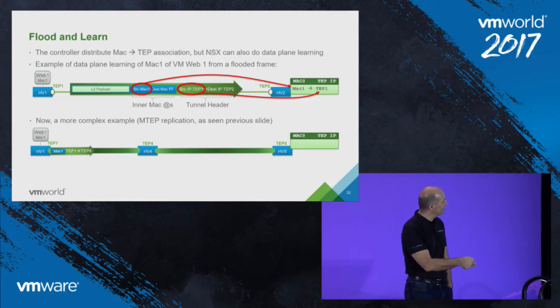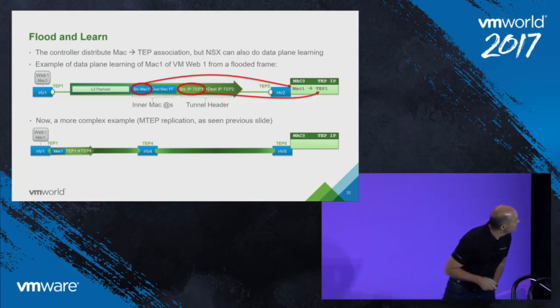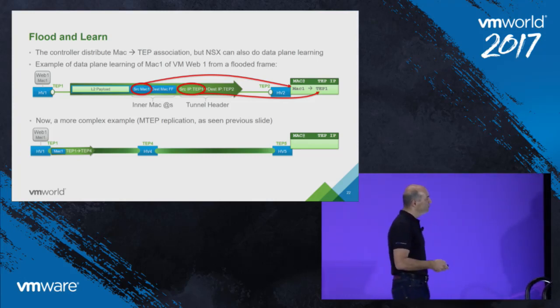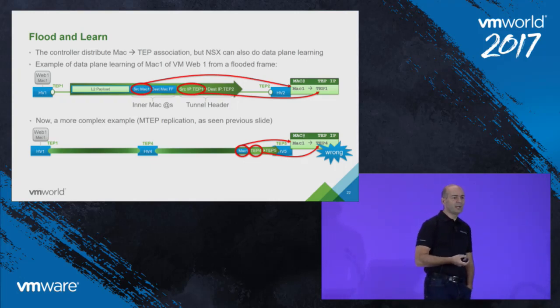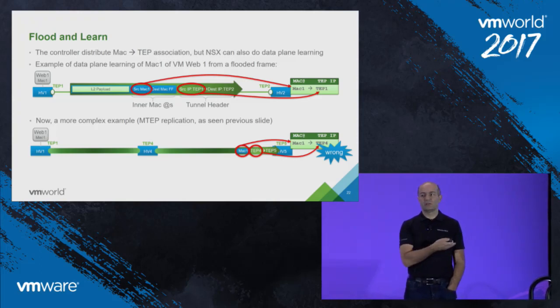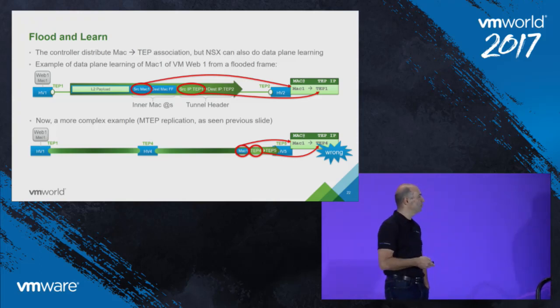But you have this intermediate guy, hypervisor 4, that has received the traffic from TEP 1, and that's going to relay it to TEP 5, right? So if we carry on doing this model for this example, the problem is that now the source of my tunnel is TEP 4, and I'm going to learn wrongly that MAC 1 is on TEP 4. This is not appropriate. It's on TEP 1, on hypervisor 1.